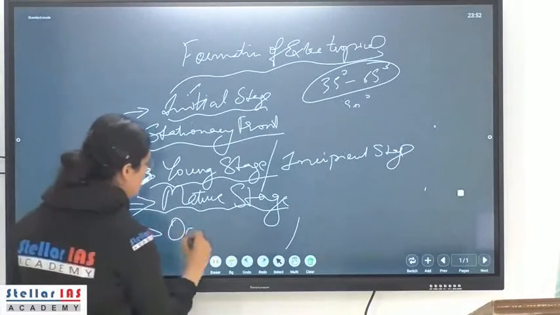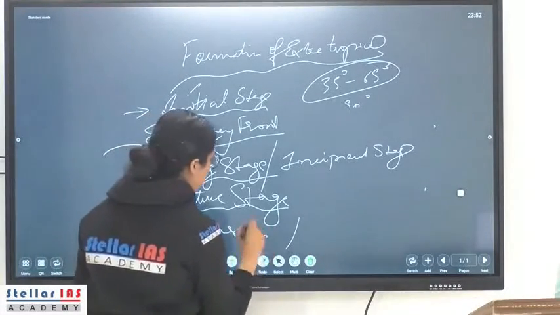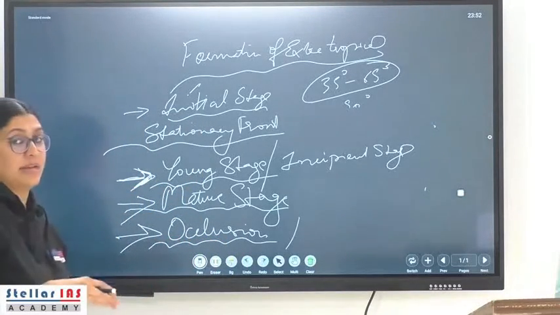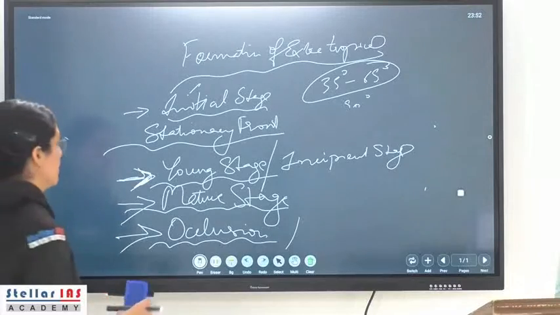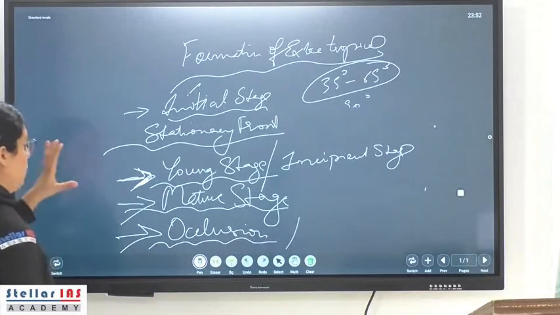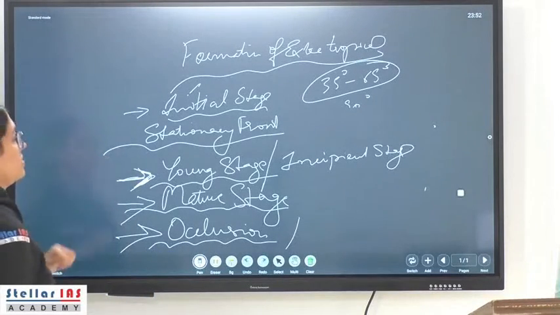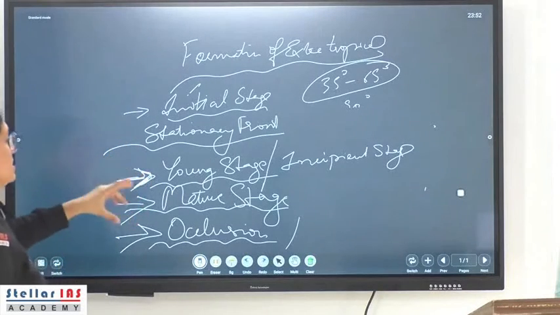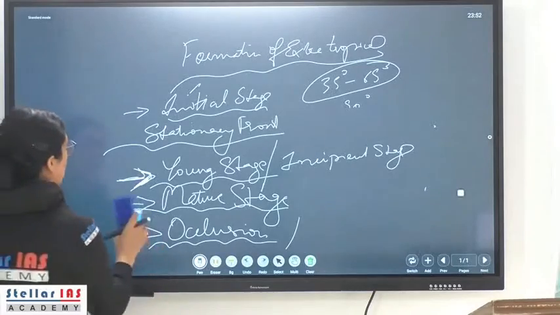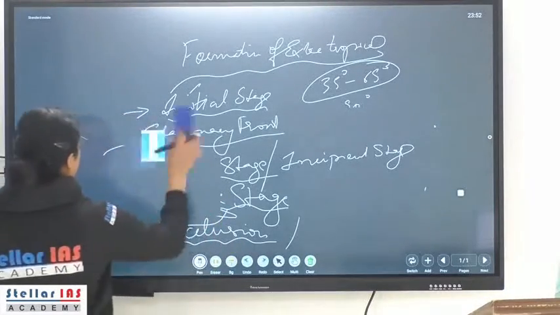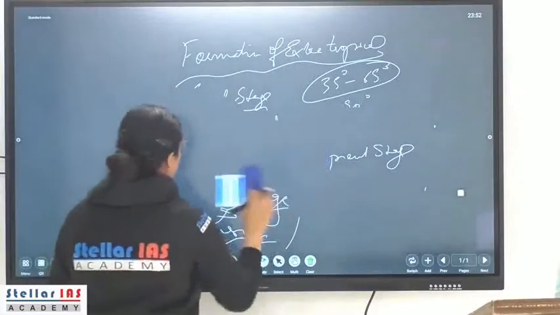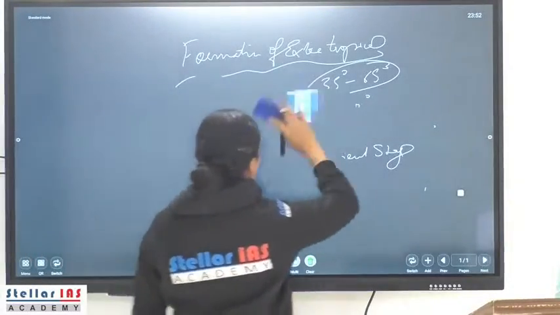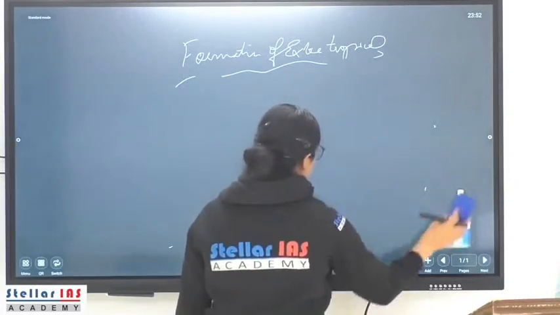It is known as the occlusion type of front or occluded front, right? When the cold air mass has completely displaced the warm air mass, right? So these are the 4 stages in the formation of an extratropical cyclone. Initial stage, that is stationary front, then young stage, incipient stage, mature stage and occlusion, right? So the diagrammatic representation of this is given on the slide on your screens.